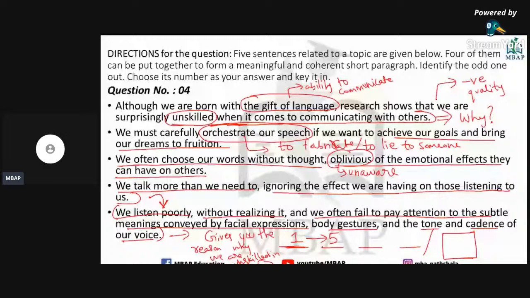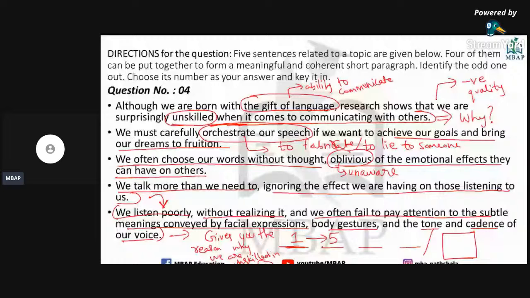So does sentence 4 not justify sentence 5, that we talk more than we need to? That means we don't listen. We don't listen carefully. We listen poorly. Is that correct? Makes sense to everyone? Do you agree with me, boys and girls? Correct?